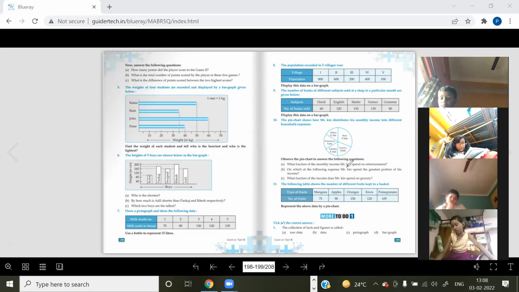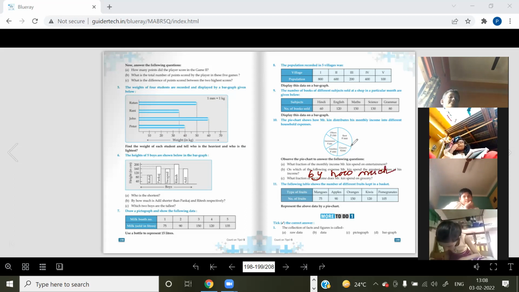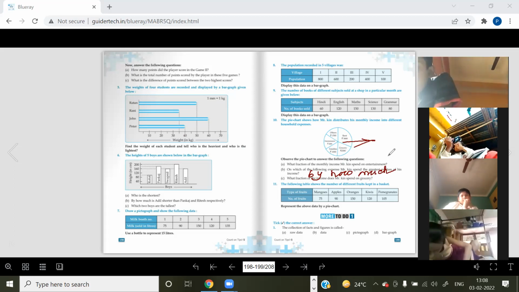Now the next question. On which of the following expenses did Mr. King spend the greatest portion of his income? Rent, 3,000. If I am asking by how much, by what amount, then you will have to write the amount also. It is 3,000.